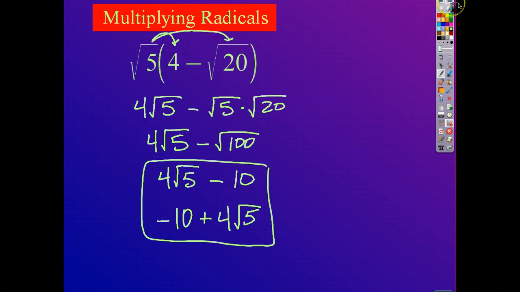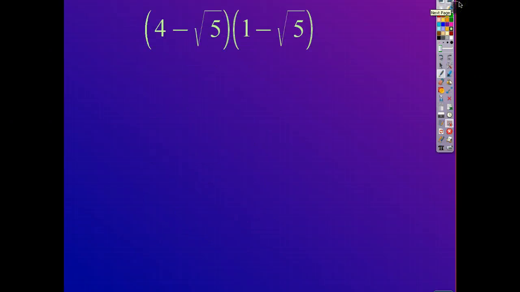All right, let's go ahead and take a look at another one. Why don't you go ahead and look at this? Now think of this, it's kind of like a binomial. So go ahead and try solving it. Okay, so let's do this. We're going to do 4 times 1, and we get 4. And we'll do 4 times negative radical 5, so we're going to get minus 4 radical 5.